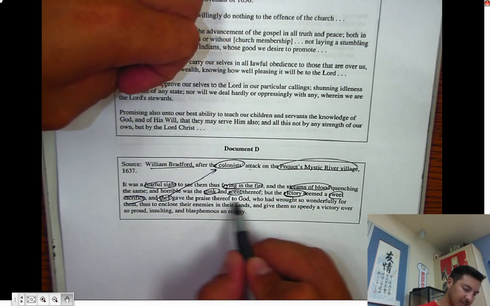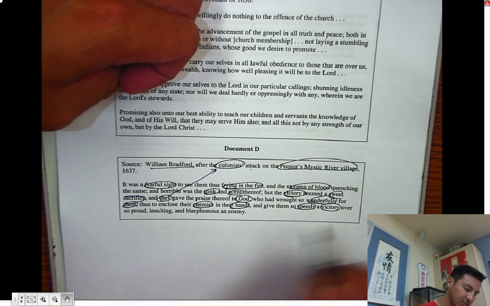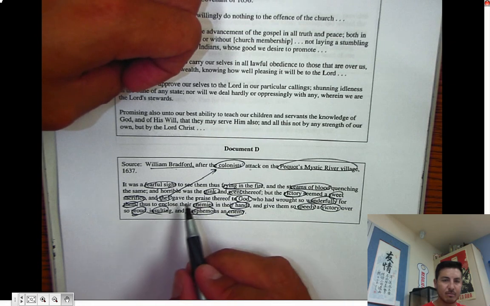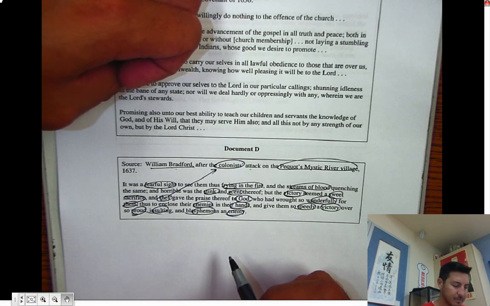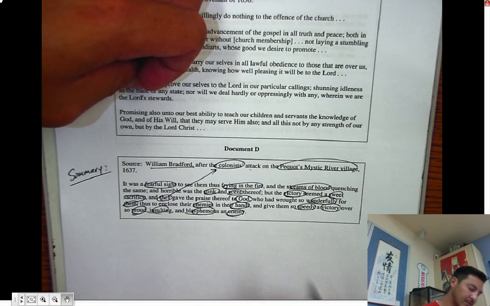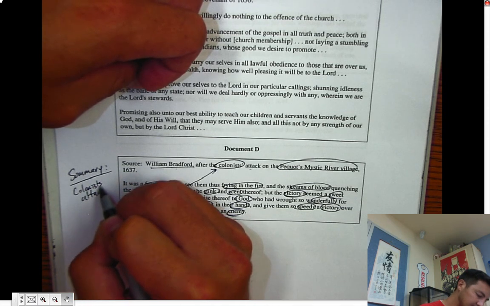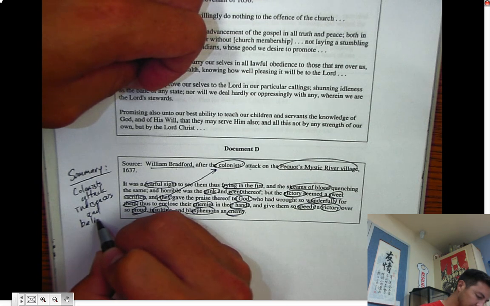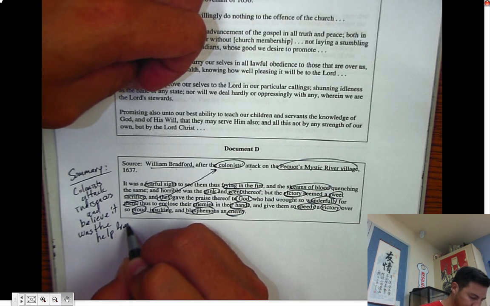Yep. "The colonists gave praise thereof to God, who had wrought so wonderfully for them, thus to enclose their enemies in their hands, and give them so speedy a victory over so proud, insulting, and blasphemous an enemy." So their enemy was proud and insulting, yet using God, they were able to get a quick victory that wasn't really fun, but they had to. Okay? So for the summary over here, let's see here: colonists attack indigenous, and believe it was a help from God.